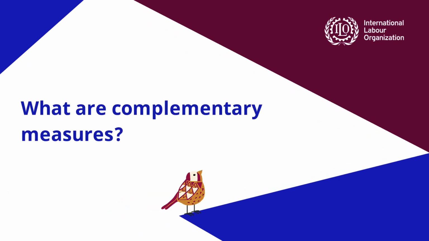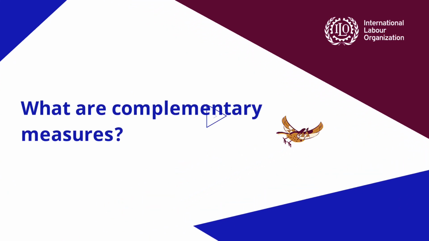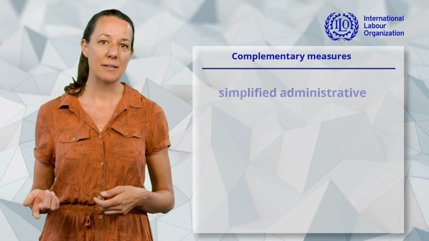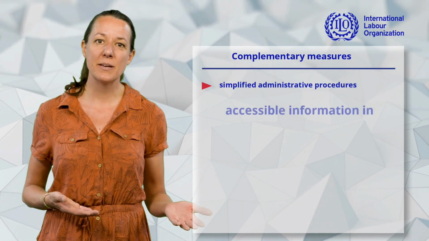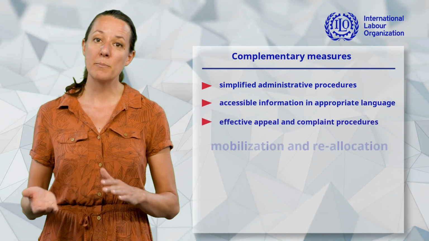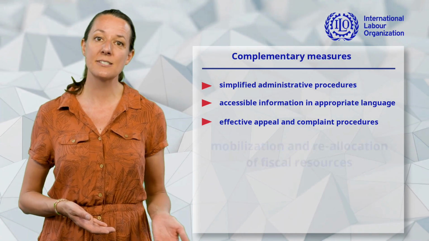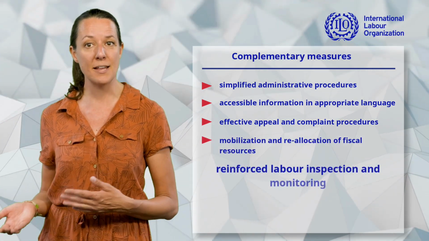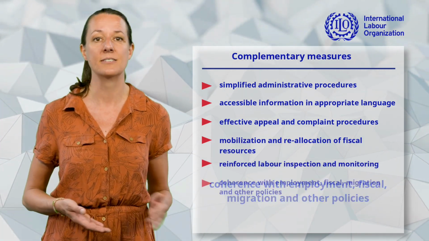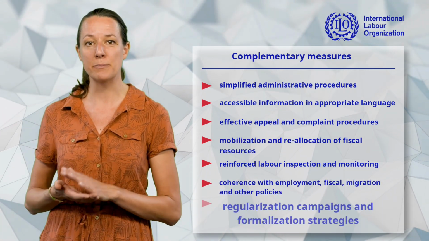In addition, countries should consider complementary measures to address the practical obstacles faced by migrant workers in accessing social protection. Complementary measures include, among many others, simplified administrative procedures, accessible information in appropriate languages, effective appeal and complaint procedures, mobilization and reallocation of fiscal resources, reinforced labor inspection and monitoring, coherence with employment, fiscal, migration and other policies, regularization campaigns and formalization strategies.